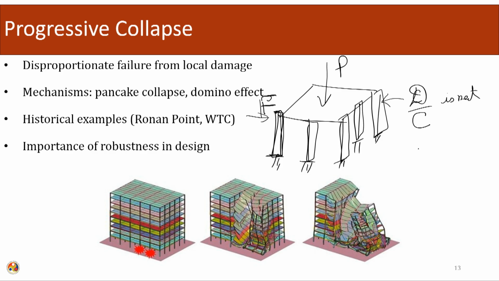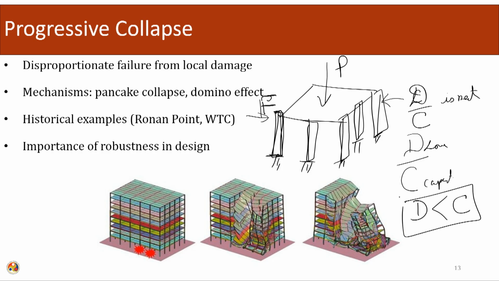Typically what we do is keep this demand to capacity ratio such that the demand is lower than the capacity. In order to achieve an economical design, most of the time in the most critical sections, the demand will be very close to the capacity, and there will be some sections where the demand is much less than the capacity.